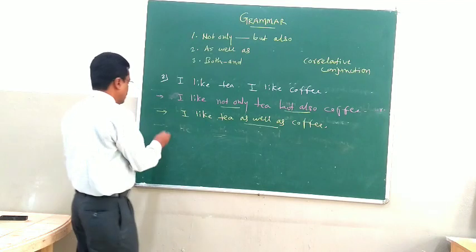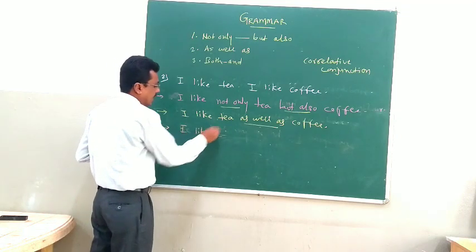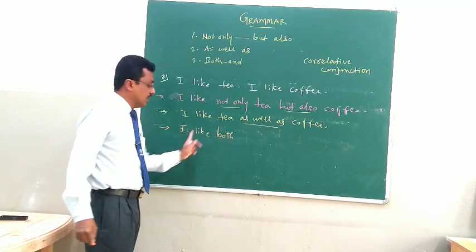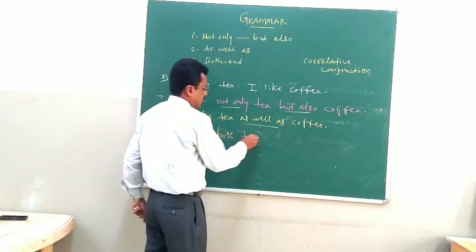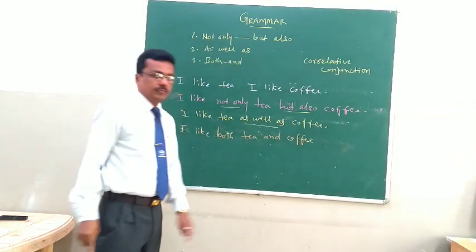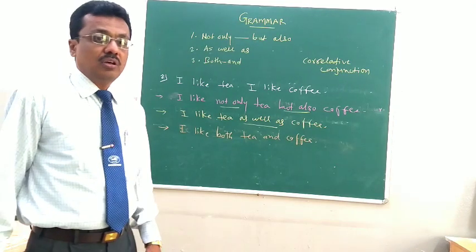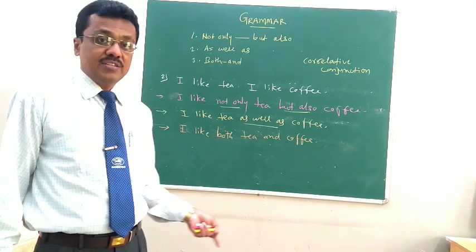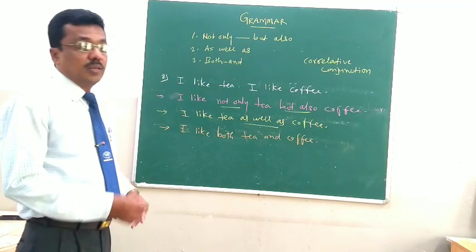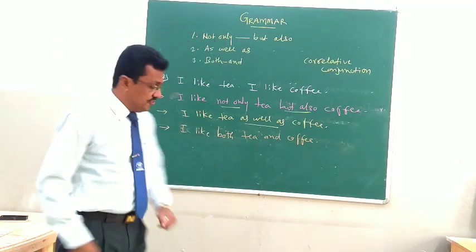Third one, to make both and. I like both. After the helping verb, after the main verb we have to take both. I like both tea and coffee. So this is the transformation of the sentences into one sentence. There were two sentences and we are making it one sentence by using the particular conjunctions. Understand? One more example we will see here.